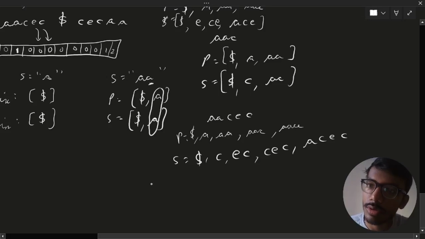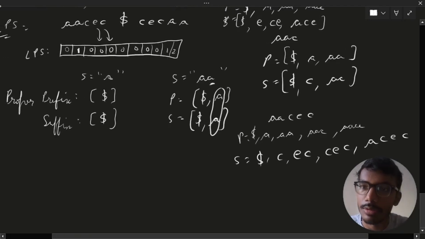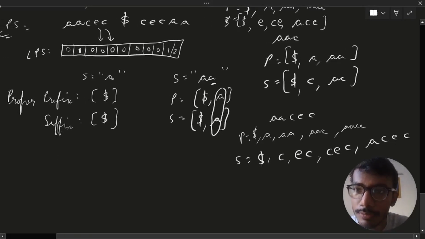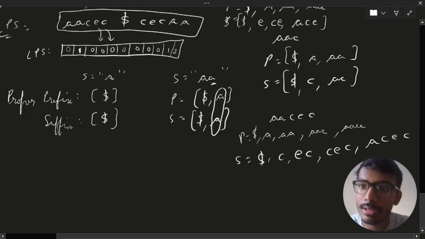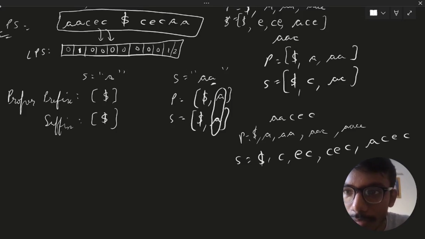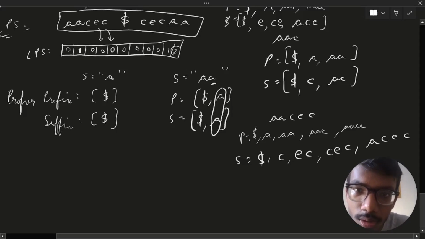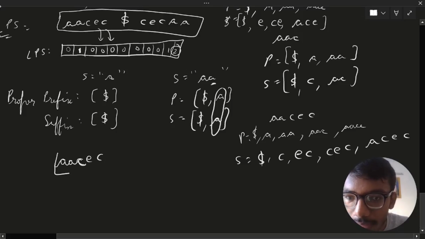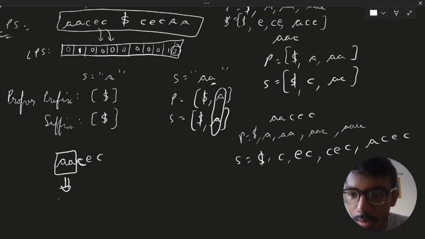If you build this array, this would be your LPS array for this string. This is not the LPS array for the previous example; this is the LPS for this example, right? So what does this two signify? It signifies that in this string CEC, I am having length equal to 2 as the longest palindrome.